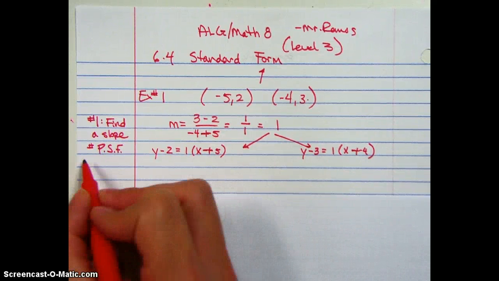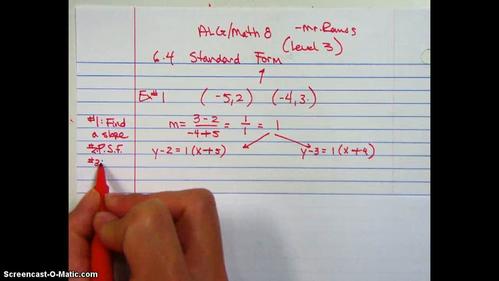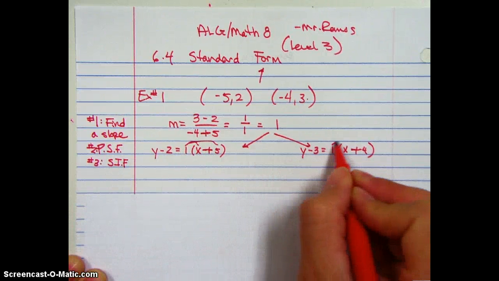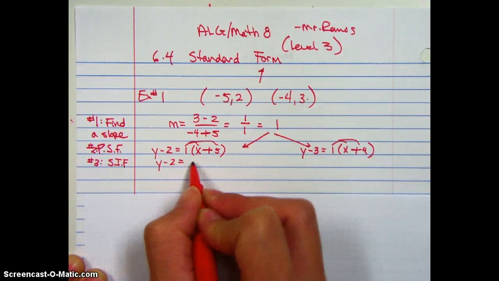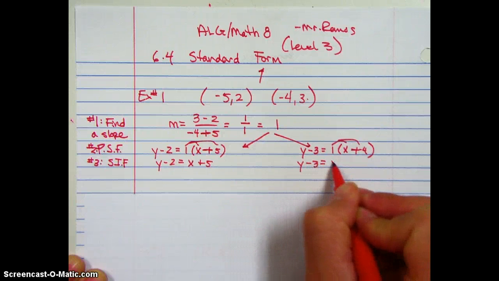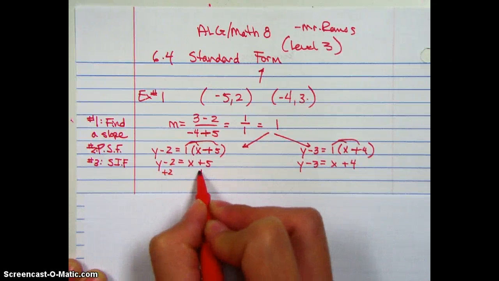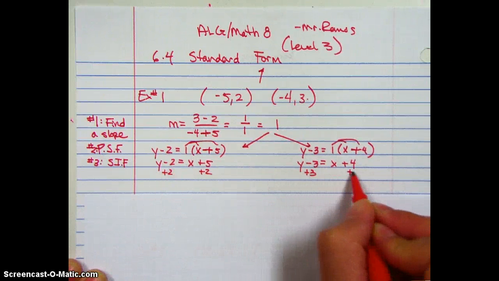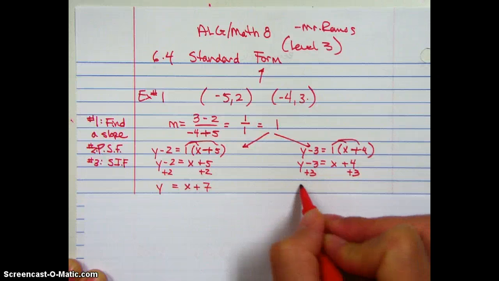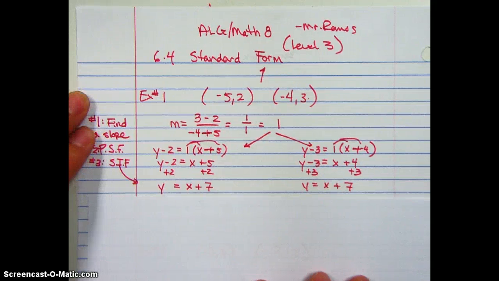Next, I'm going to distribute and move some things around so I can eventually get into slope intercept form. Let me show you what that looks like. Distribute: y minus 2 equals 1x plus 5. Over here I get y minus 3 equals 1x plus 4. At this point, if I add 2 to both sides on this example, or add 3 to both sides on this example, I'm going to get y equals x plus 7. Over here, you're going to notice you get the same exact thing. And so that's how you know you got that right. It should be the same thing.